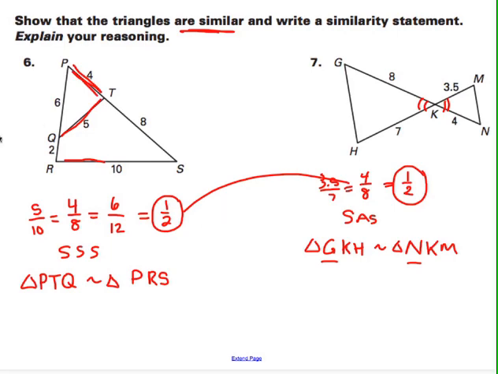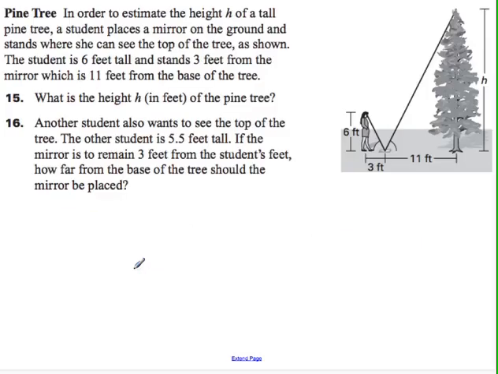I think a really good skill is for you to be able to write similarity statements. Probably most teachers are going to give you the first half, and you just have to write the second half so that you can associate and talk about how the corresponding sides and corresponding angles are related. Okay, I really like these problems, and most teachers do. They're usually called indirect measurement.